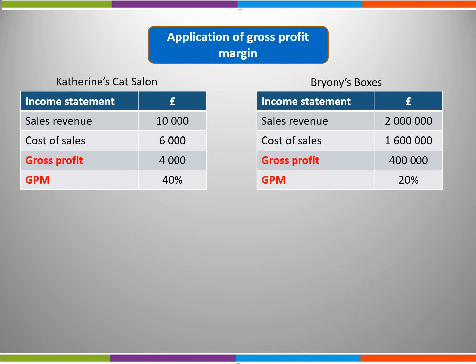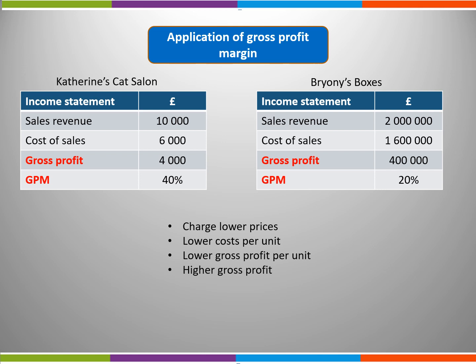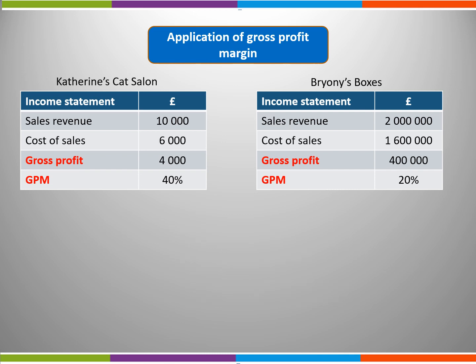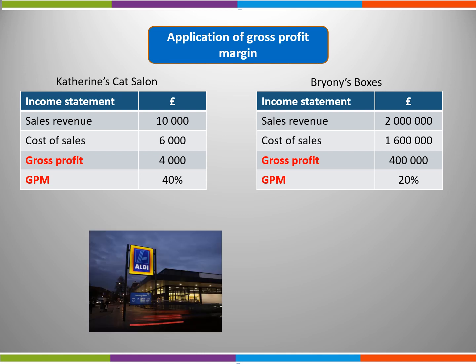Although less efficient, Bryony has looked to increase the volume of sales by charging low prices. This has led to a higher gross profit but lower gross profit margin. In practice, mass market businesses tend to charge lower prices and have lower costs per unit. They make less gross profit per unit but make higher gross profit. The low prices attract more customers, leading to more sales revenue and higher profits. There is plenty of empirical or real-world evidence to suggest that this is an effective strategy.